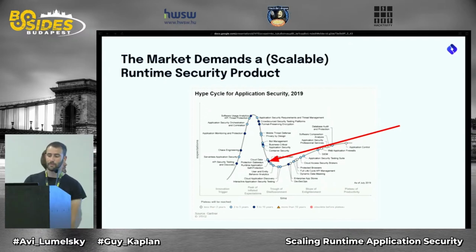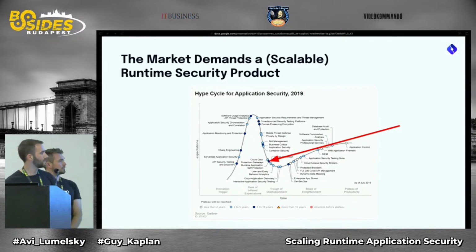And indeed, as you can see from this Gartner Hype Cycle report for application security in 2019, RASP continued to prosper and almost reach maturity. It's marked with red.